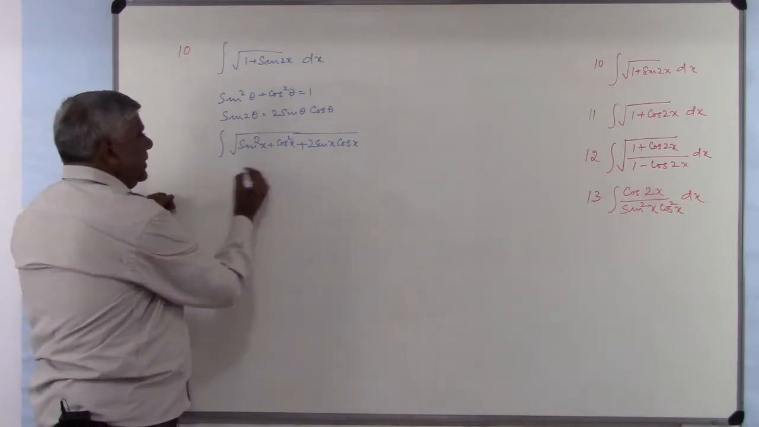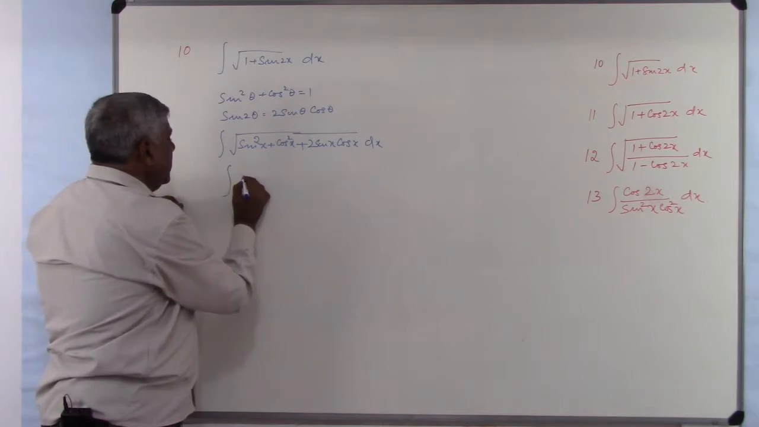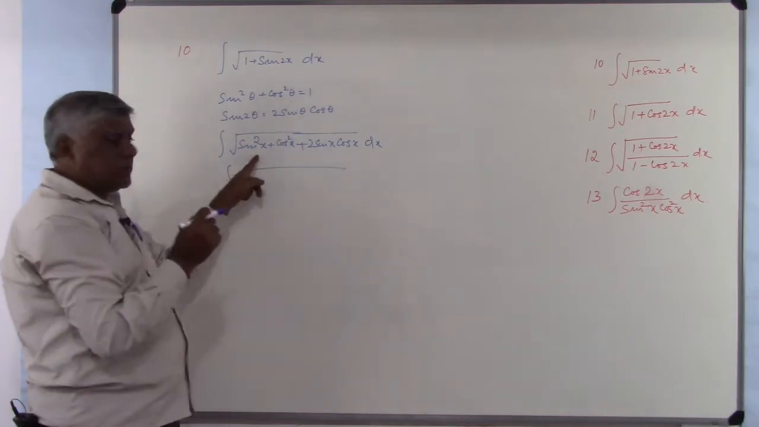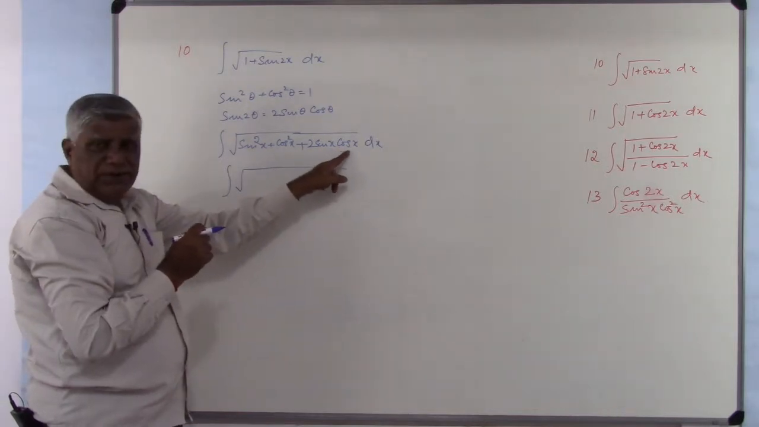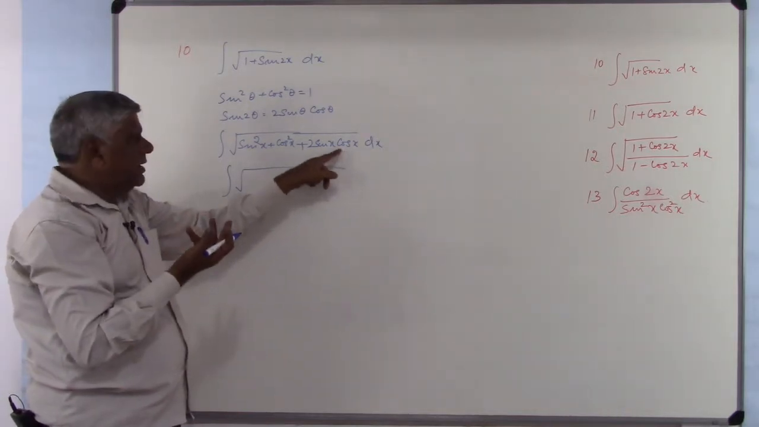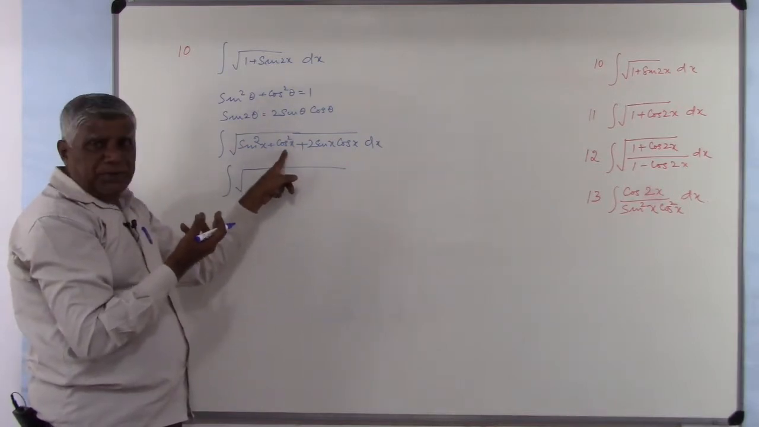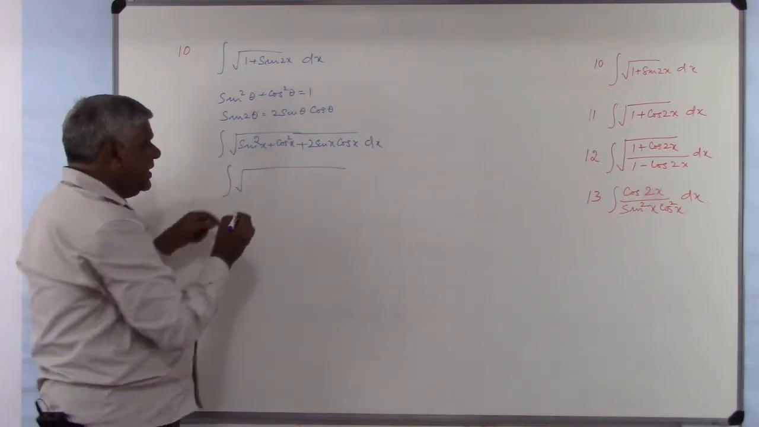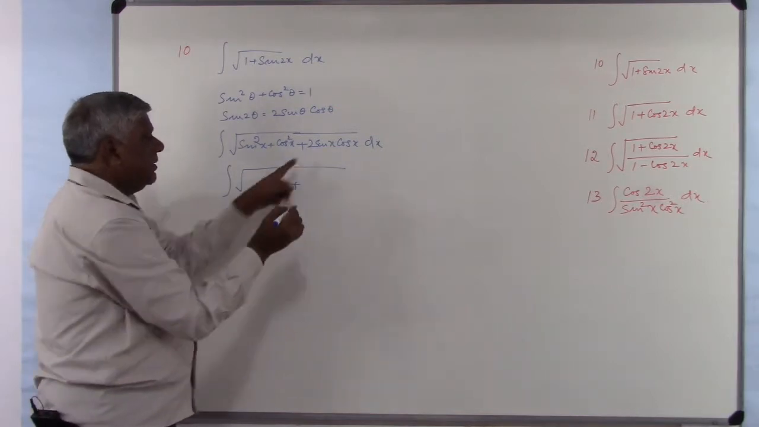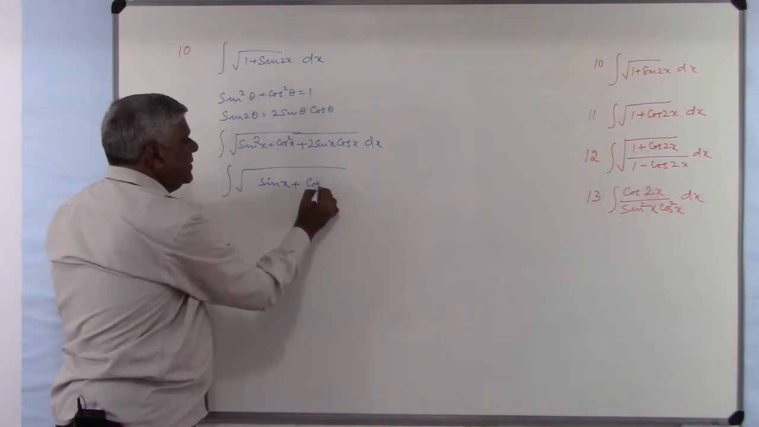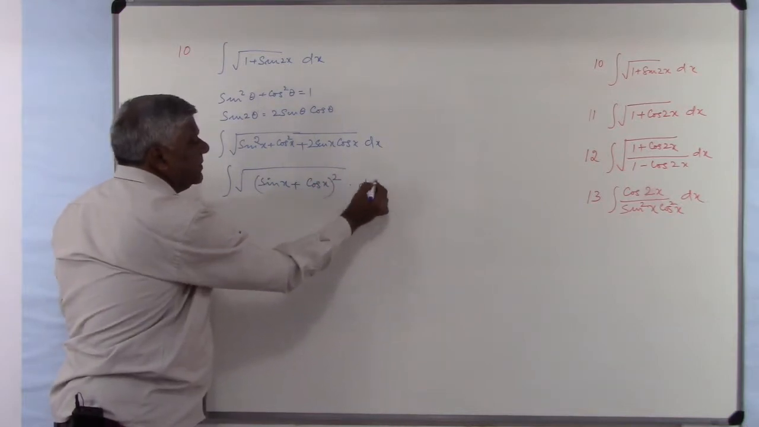Now this is equal to, is it not in the form a square plus b square plus 2ab? Is it not equal to a plus b whole square? What is a here? Sine x plus what is b? Cos x, whole square, dx.